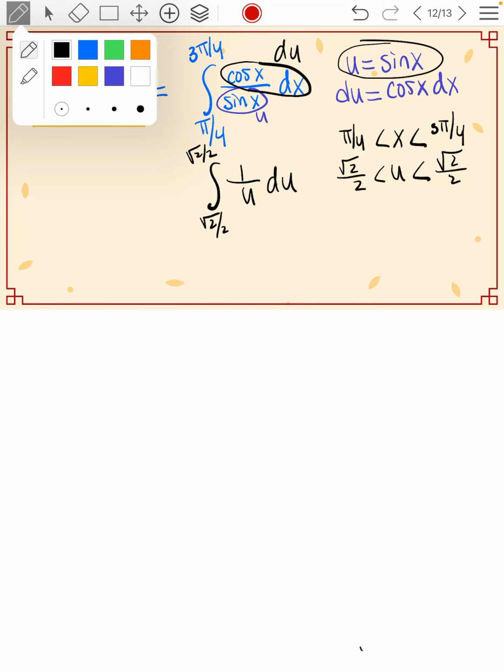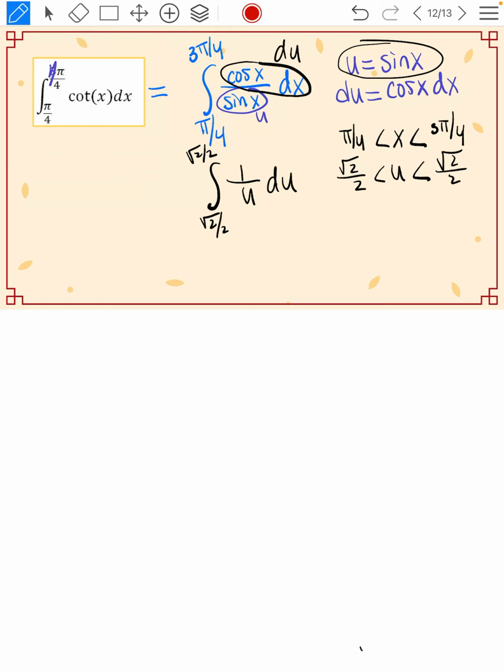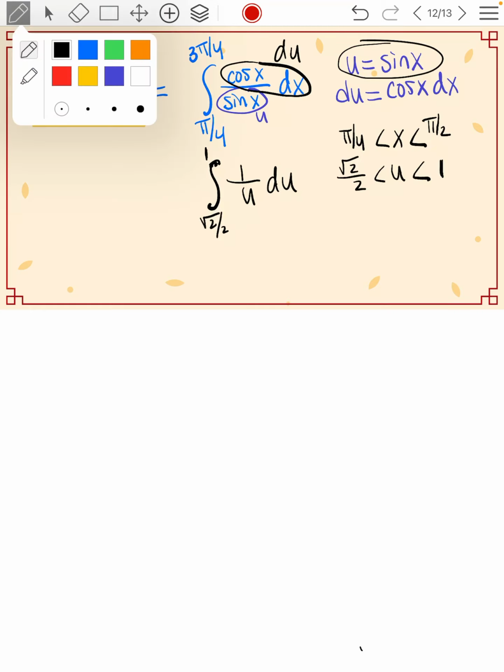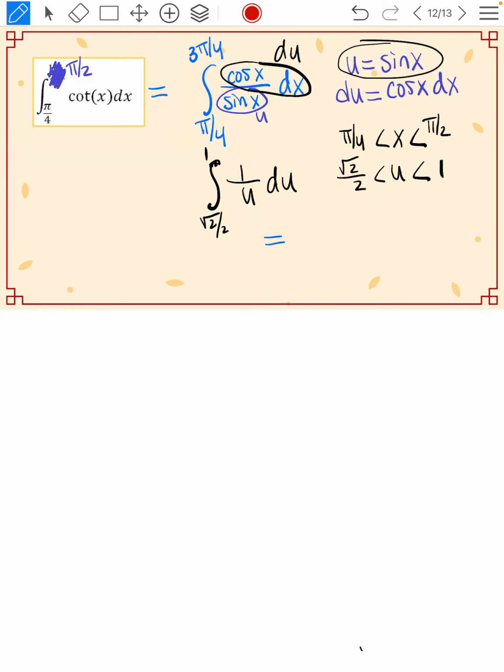But since we want to actually practice a little bit, let me just change one of these. So what if I made this pi over 2? Let's do that. Pi over 4 to pi over 2. So then this would be sine of pi over 2, which would be 1. So then this would be 1. Okay, there we go. So now when we try, hopefully this works.